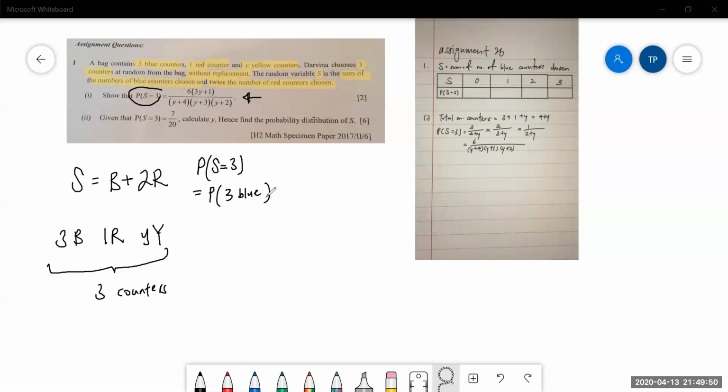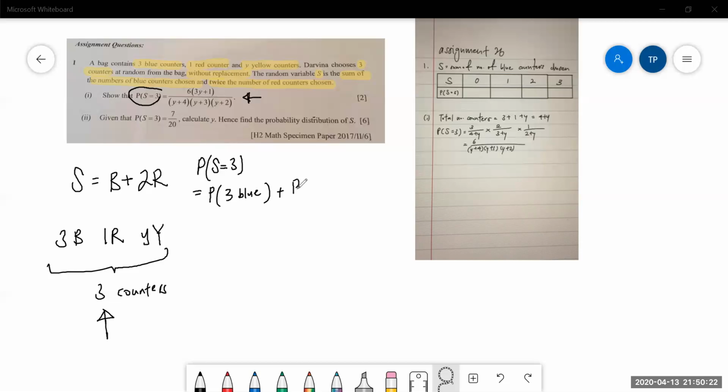Yes, twice the number of red. But we are only choosing 3 counters. If all 3 counters we chose are blue, then there's no red. So this doesn't mean that red has to be chosen. If I choose 3 blue, it means there are 0 red. You understand what I mean?